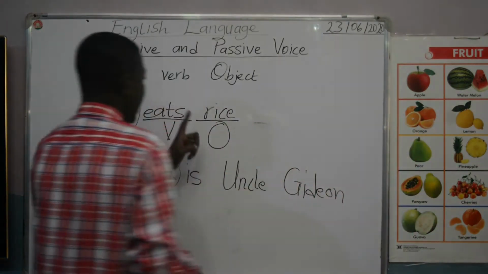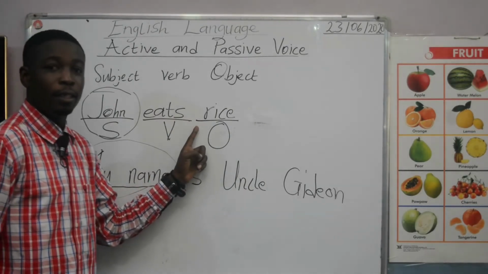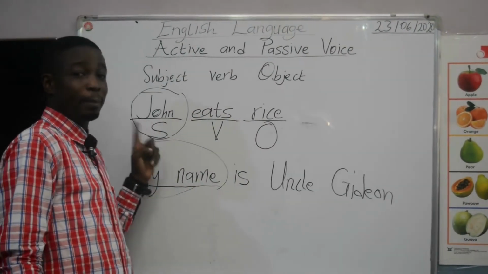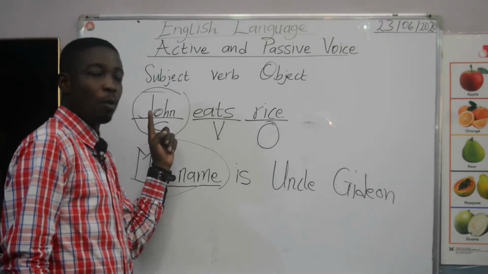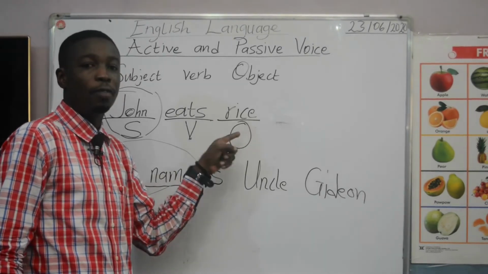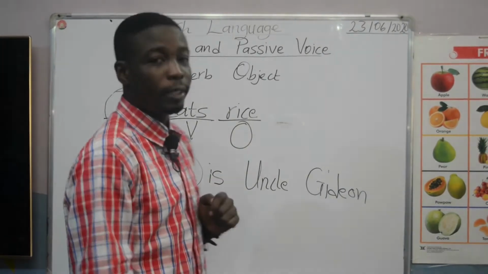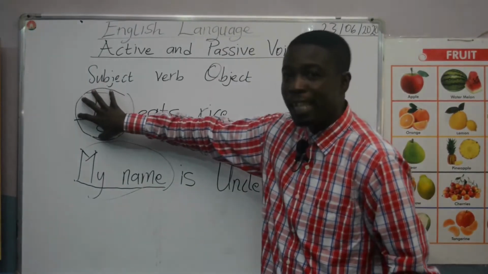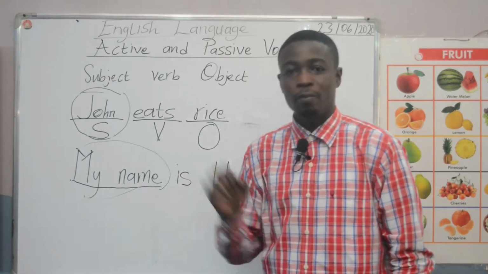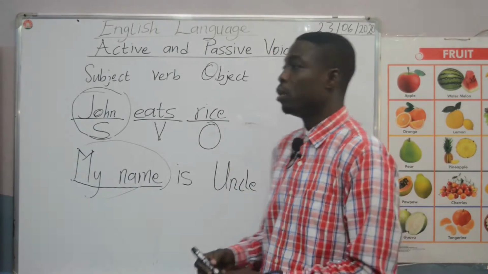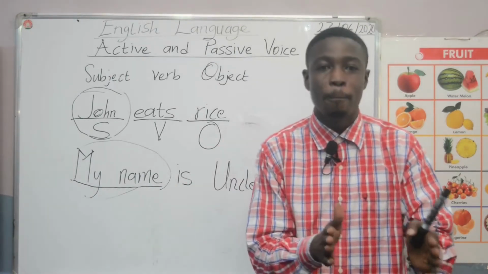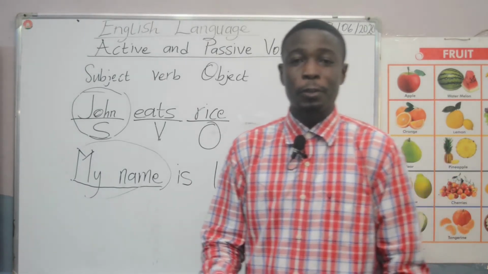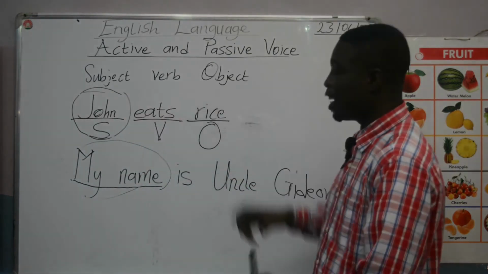So, the object in the sentence will change place and take the position of the subject. And then the subject will change and take the position of the object. But in passive voices, it is not compulsory that the subject will still appear in the sentence. So we have the long and then the short form of the passive voice. So we are going to look at some examples of the passive voice. So I'm going to change the first one.